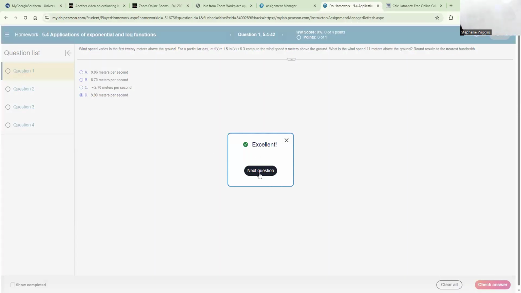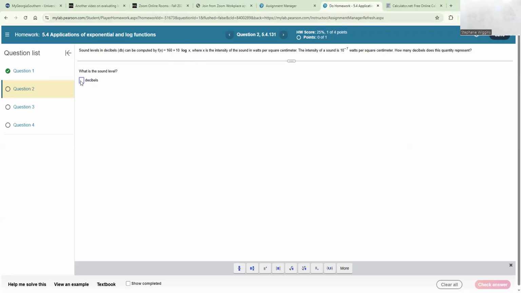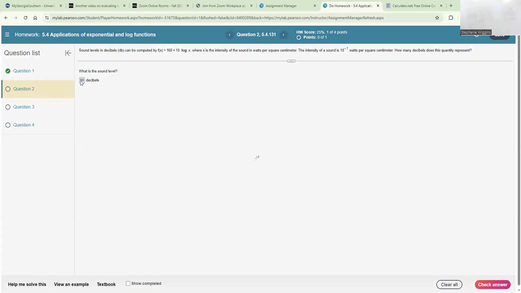I'm going to skip question 2 because it's very similar to this question. You're just going to take this 10 to the negative 7 and plug it in. And if you take the common log of 10 to the negative 7, remember the log is the exponent and the bases match. The common log has base 10, so we know that this piece is just going to be negative 7. So you're going to have 160 plus 10 times negative 7, or 160 minus 70. So it's going to be 90. I just did that for you very quickly.